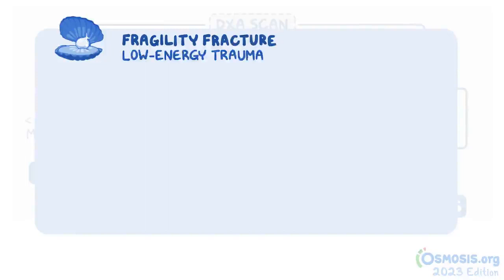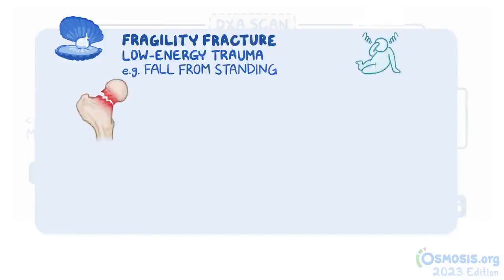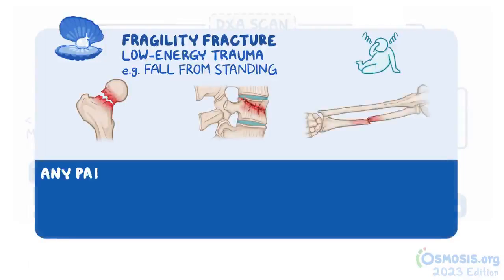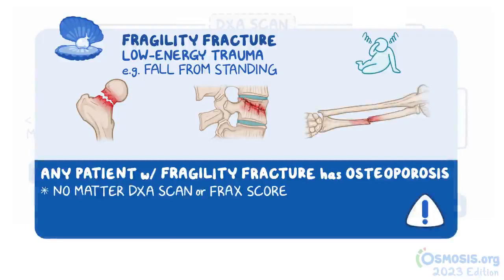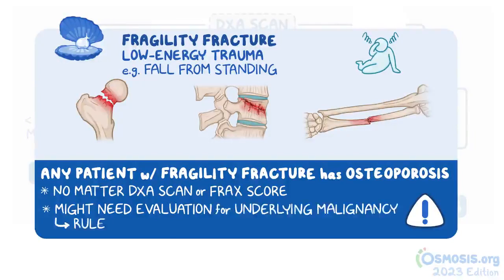Here's a clinical pearl to keep in mind. A fragility fracture is a break that occurs after a low-energy trauma, such as a fall from standing. The most common sites include the femoral neck, lumbar vertebra, and the radius. Any patient with a fragility fracture has osteoporosis, no matter what their DEXA scan or FRAX score shows, and might also need evaluation for underlying malignancy to rule out a pathologic fracture.